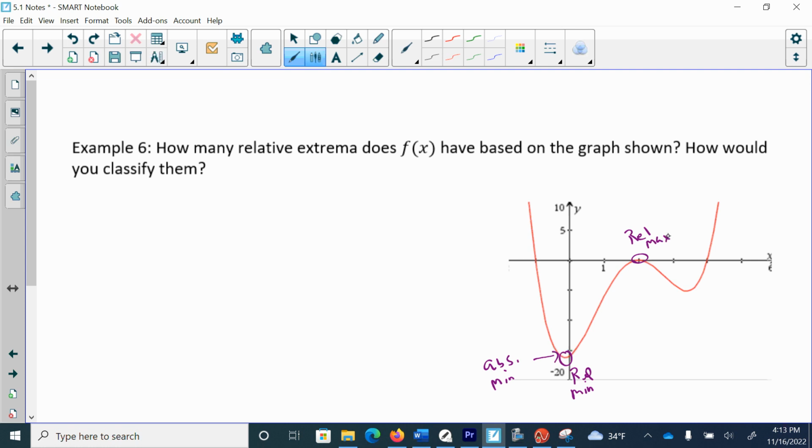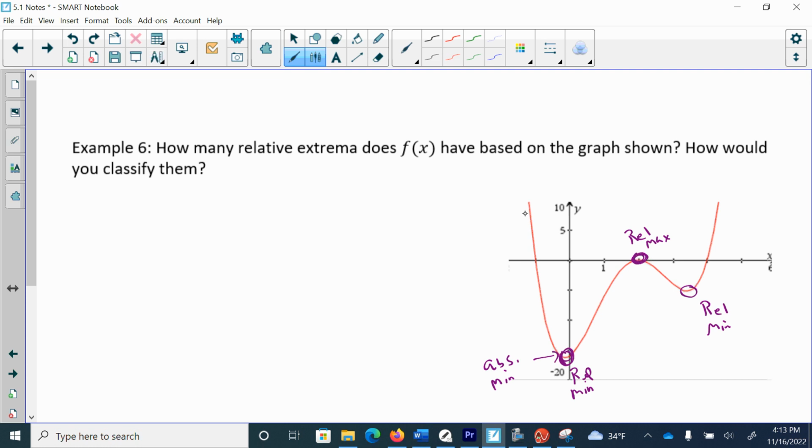This point here, I'm going to call a relative min, because it's the lowest point in this area. This is the highest point in this area. Lowest point in this area, but it's also the lowest point overall. And since I don't have an interval, I cannot include these points. And they wouldn't be relative anyhow because they're not changing directions or anything like that.